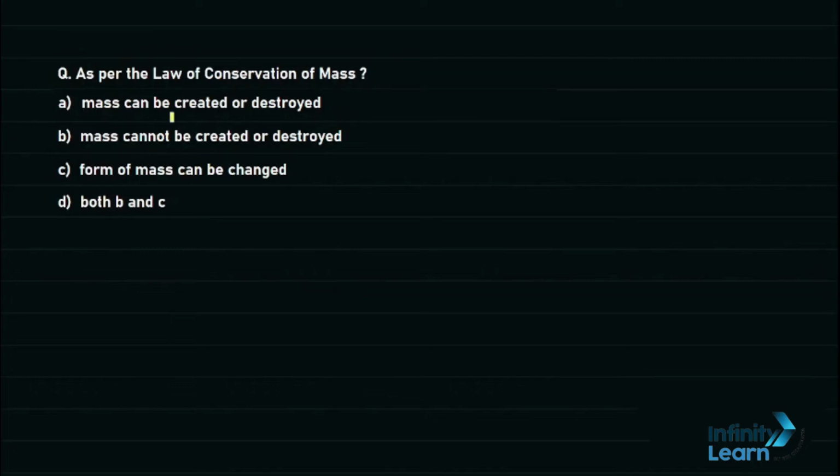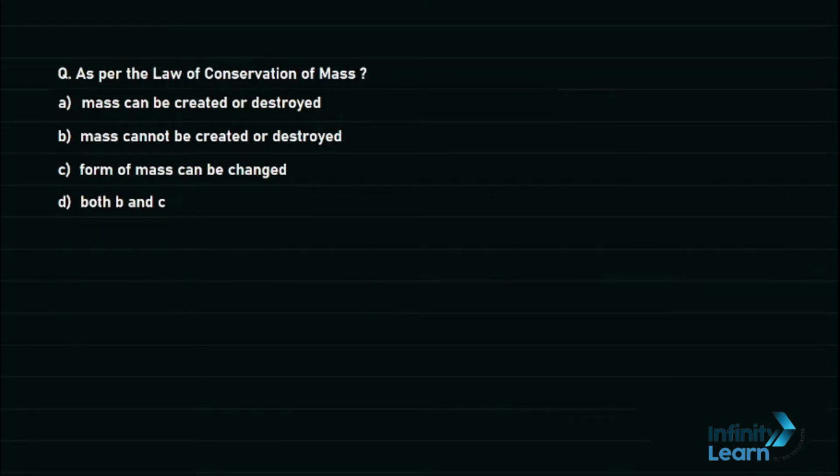Hello students, so your question is, as per the law of conservation of mass, option first, mass can be created or destroyed, option second, mass cannot be created or destroyed, option third is form of mass can be changed, and last is both B as well as C.